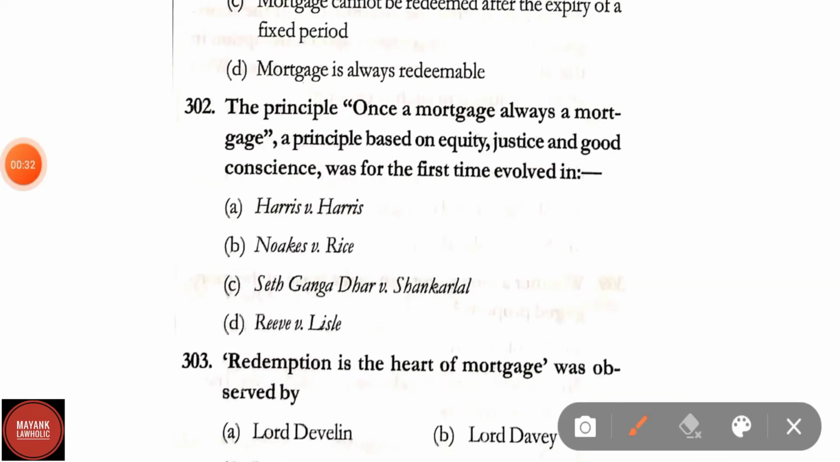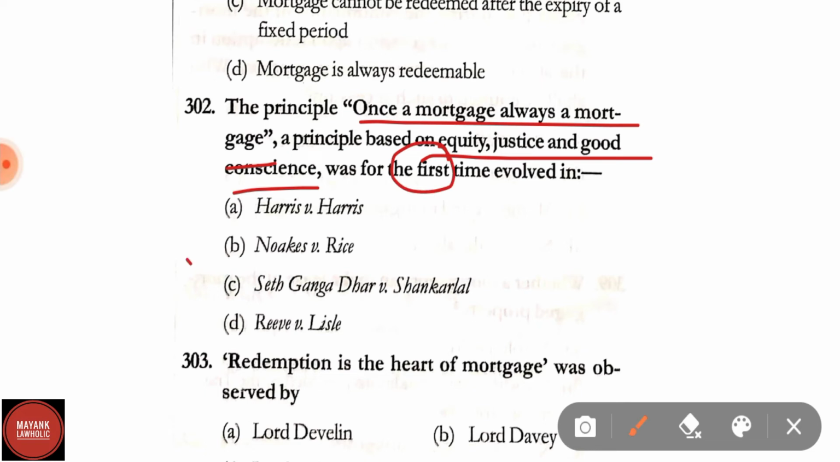The principle once a mortgage, always a mortgage, a principle based on equity, justice and good conscience, was first evolved in option A, Harris versus Harris; option B, Noakes versus Rice; option C, Seth Gangadhar versus Shankar Lal; and option D, Reeve versus Lisle. Here the correct answer is option B, that is Noakes versus Rice.